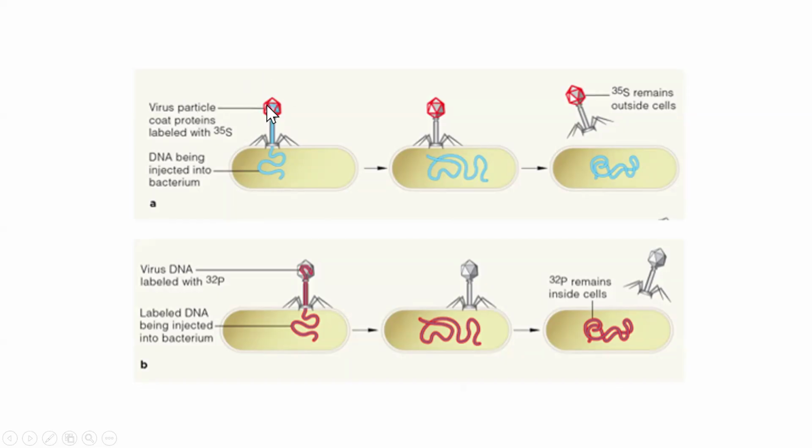Over here, we have the batch that's labeled with the radioactive sulfur. So the protein coat is red. And then the DNA was being injected. And you can see the protein coat remains outside of the cell, which is why we saw the radioactivity only at the top portion. However, with batch number 2, when you label the DNA, it went into the bacteria, and bacteria being heavier, it's going to sink to the bottom when you spin it down, and they detected the radioactivity at the bottom portion only.